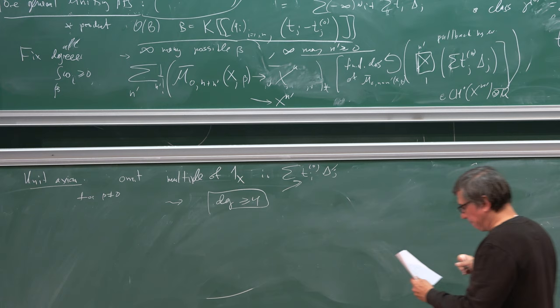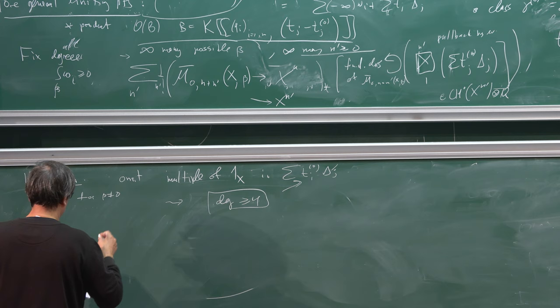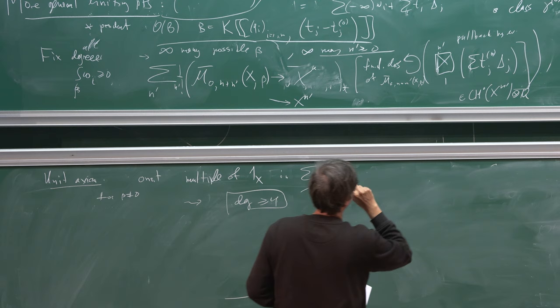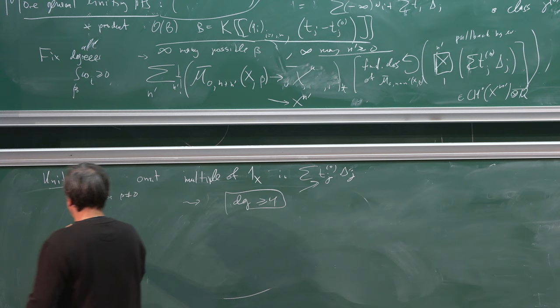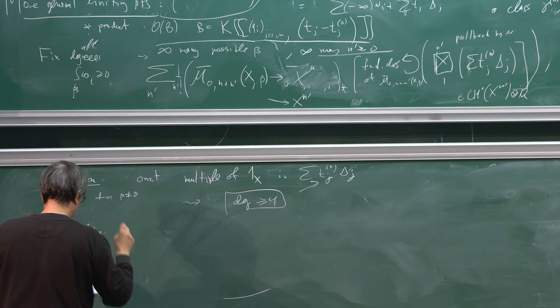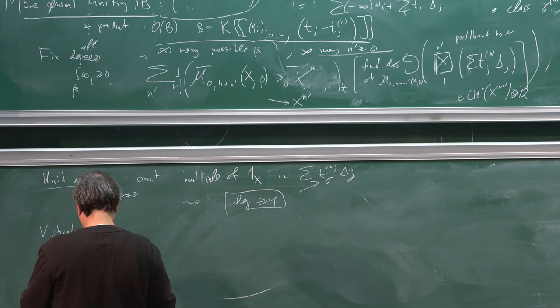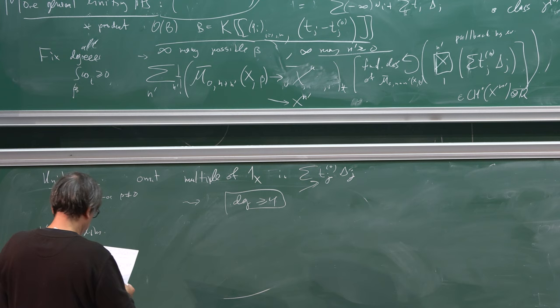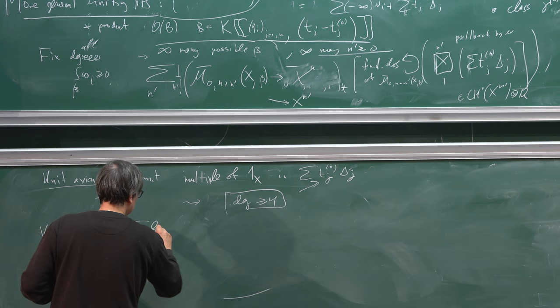And now what goes on? Let's recall this formula for virtual dimension. So what is delta j prime now? Delta j, no prime, sorry. TJ, yeah. We get a formula for the virtual dimension. And the formula: the virtual dimension should be equal to the total cohomology degree of the classes which we integrate.